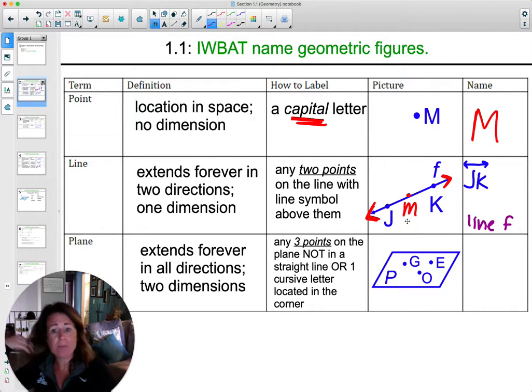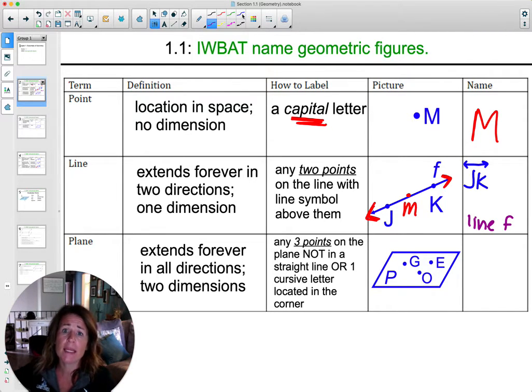A plane extends forever in all directions, and it is 2-dimensional, meaning it's almost like it has area. It doesn't, because it extends forever. It's like your floor or your ceiling, the walls. It's like a really big piece of paper, like if your piece of paper just didn't ever stop. That's what a plane is.